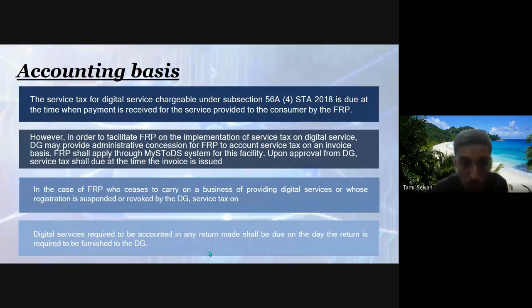In the case of an FRP who ceases to carry on a business of providing digital service, or whose registration is suspended or revoked by the DG, service tax on digital service required to be accounted in any return made shall be due on the day the return is required to be furnished to the DG. Next.